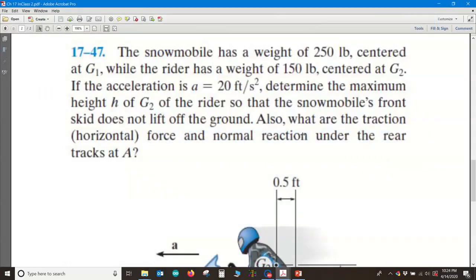Okay, third problem, problem 17.47. The snowmobile has a weight of 250 pounds centered at G1, while the rider has a weight of 150 pounds centered at G2. If the acceleration is 20 feet per second squared, determine the maximum height h of G2 of the rider so that the snowmobile's front skid does not lift off the ground. Also, what are the traction, horizontal force, and normal reaction under the rear tracks at A?